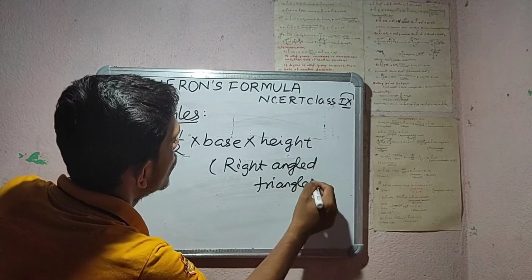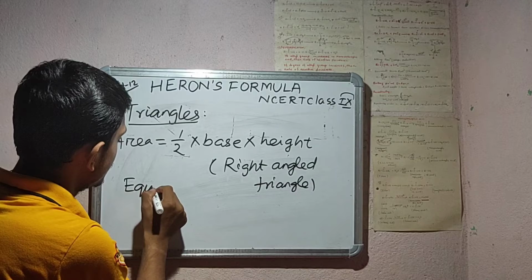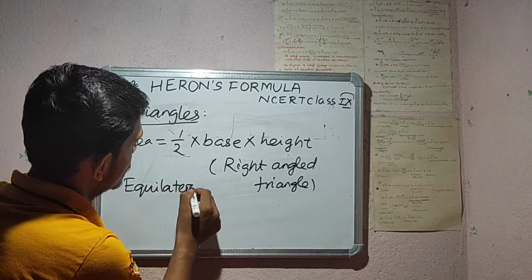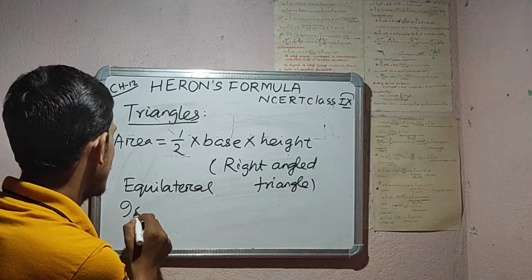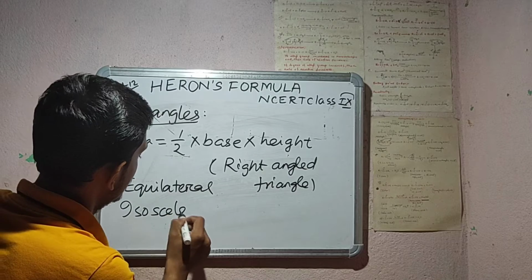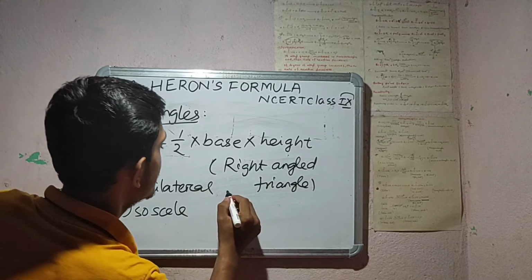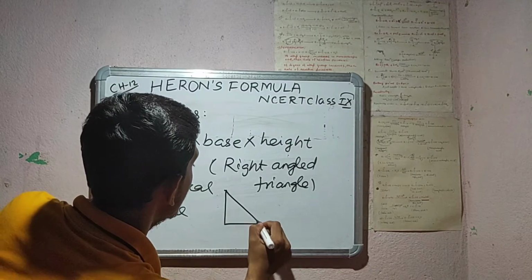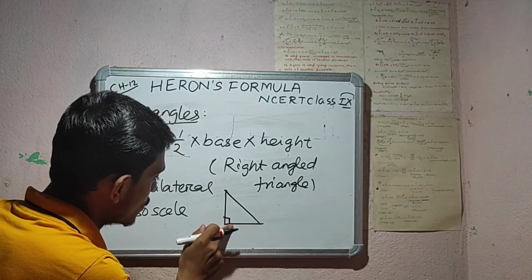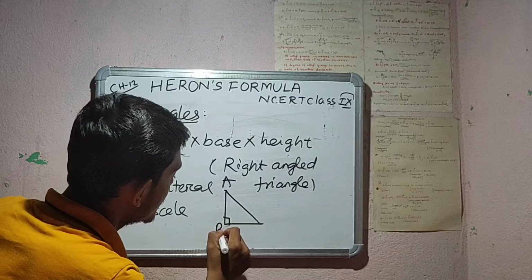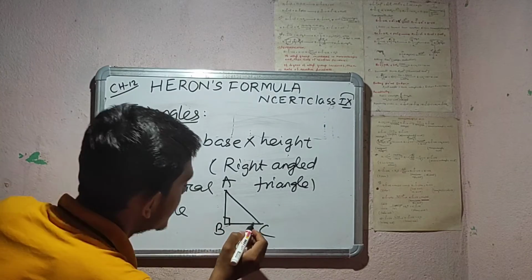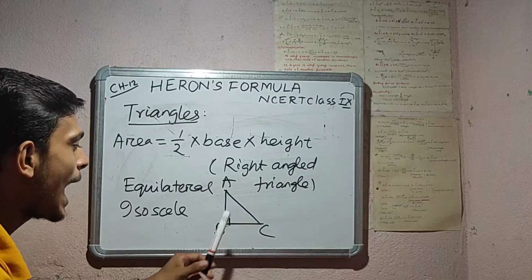But also in equilateral and isosceles triangle. Okay. So this is a right angle triangle. This is 90 degrees. So ABC. Yes or no? So this height is what?